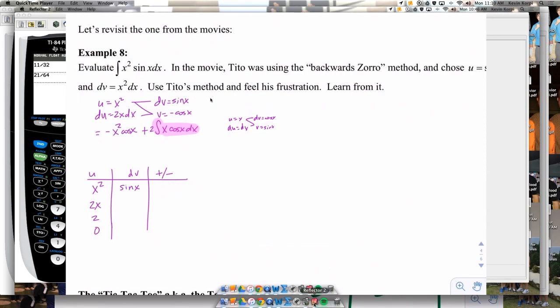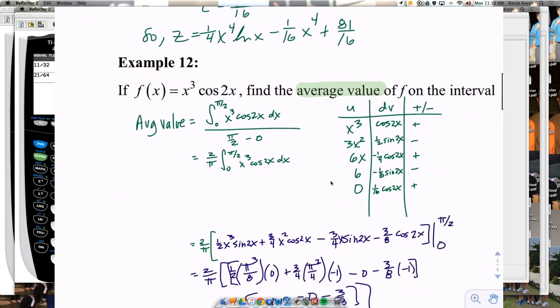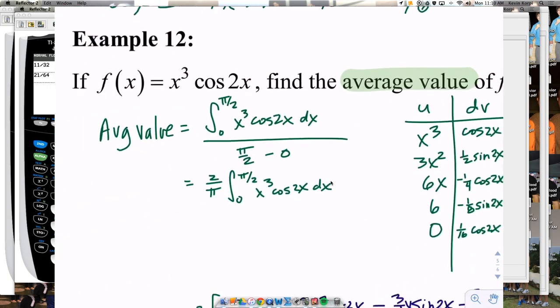Another one. Okay, so integral over width is the average value. So you want to make sure you show the setup. Labeling your integrals is a good idea too. Average value equals, and we're going from 0 to pi halves.